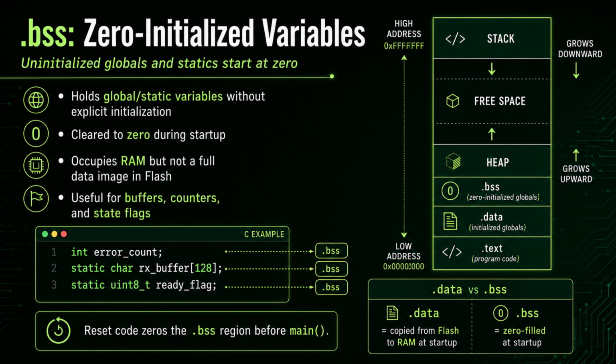Common examples include error counters, ready flags, communication buffers, sensor state variables, and status flags. But we still need to be careful. If we create too many large global buffers, .bss can become huge and consume most of the RAM before the program even starts. When debugging memory problems, always check .data and .bss together, because both sections use RAM.